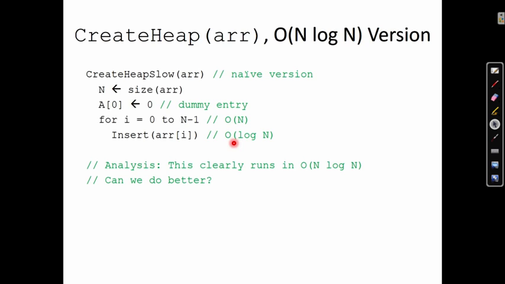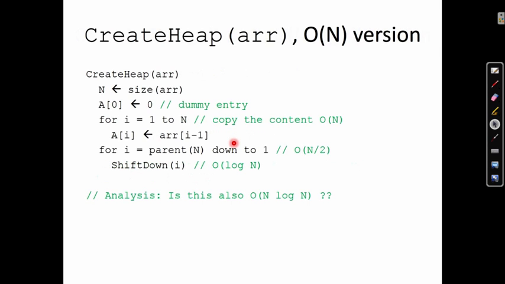So is there a faster way of creating the heap? Okay, obviously there is. Okay, so this is a faster way. It's the O(n) version. Okay, so how do we do this O(n) version?